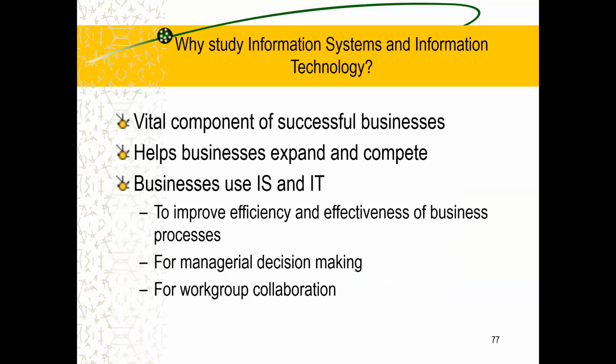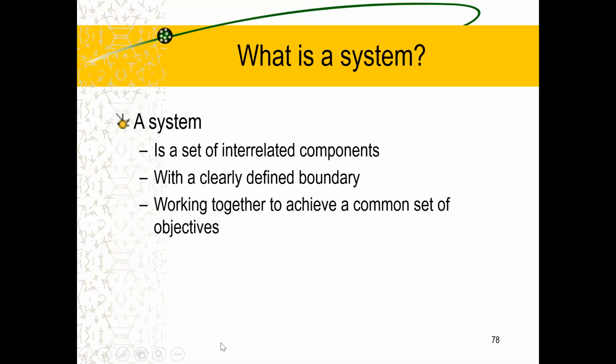Why study information systems? Now we will be talking about information systems. They are a vital component of a successful business and help businesses expand and compete. Businesses use IS and IT to improve the efficiency and effectiveness of business processes for managerial decision making and workgroup collaboration. So that is the reason why we are using information systems.